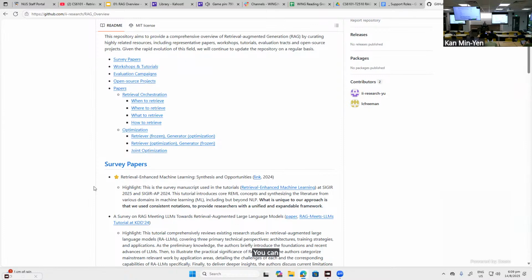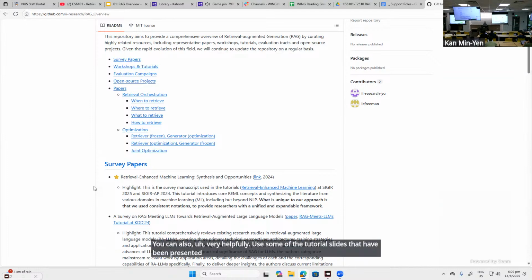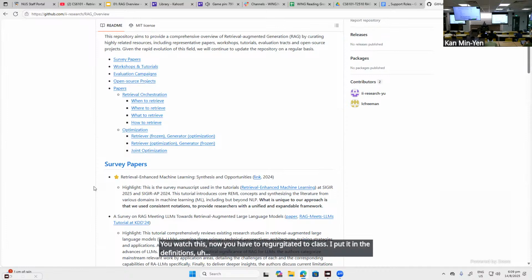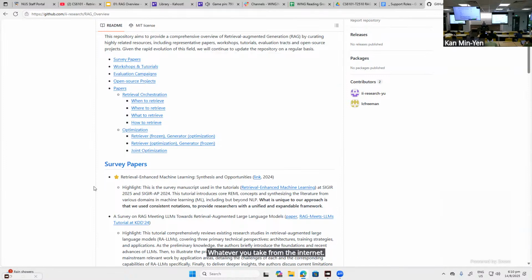You can. It's a good exercise to do that. You can ask an LLM or VLLM to hallucinate them for you. You can also very helpfully use some of the tutorial slides that have been presented by other people. You watch this, now you have to regurgitate it to class, but put it in the definitions and the types of issues that we have been discussing in class. Whatever you take from the internet, make sure that you have attributed it and that it is okay to share.